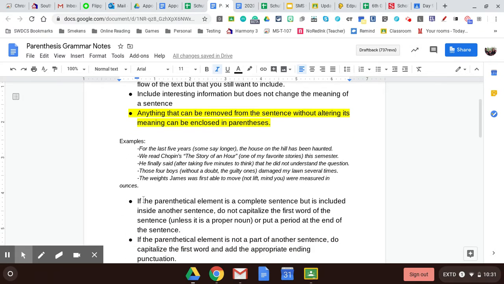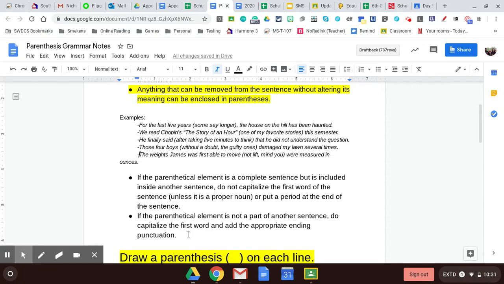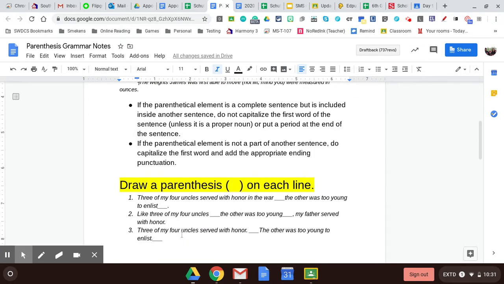Here's some things to remember. If the parenthetical element, that means parentheses, is a complete sentence that is included inside another sentence, you do not capitalize the first word of the sentence unless it's a proper noun, or put a period at the end of that sentence. If the parenthetical element is not part of another sentence, you do capitalize the first word and use the appropriate ending punctuation. So we'll do some examples of those.